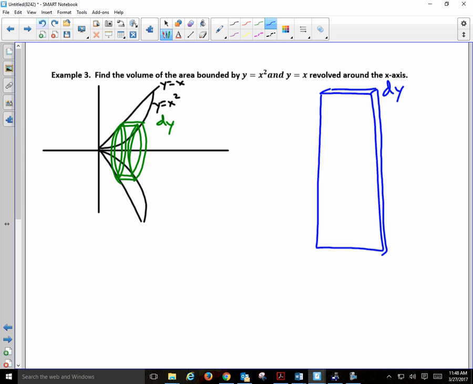What is this length right here? What is this length right here? Very good. You would have x squared minus x. But because I'm in terms of y, I have to say that this function right here is x is equal to the root of y, and this is x is equal to y. So therefore, this dimension right here, that length, has to be the root of y minus y.